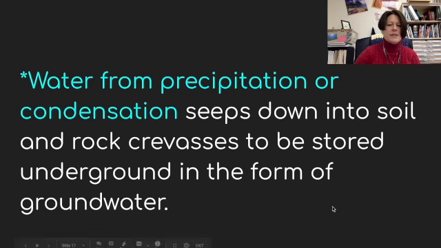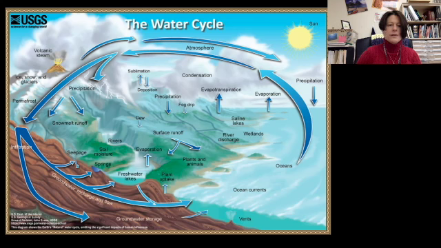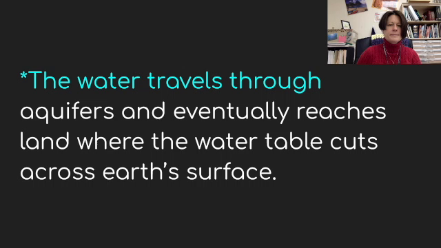So, water from precipitation or condensation seeps down into soil and rock crevices to be stored underground in the form of groundwater. So, it falls on the land, it goes through the ground, which is a good thing. It filters out a lot of impurities and toxins and different things.